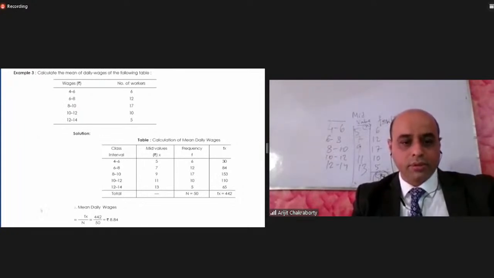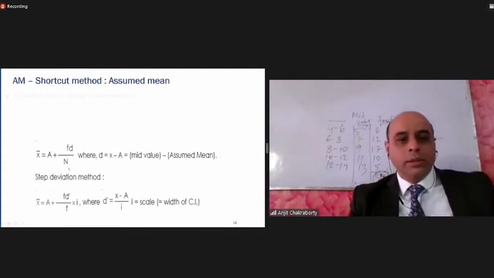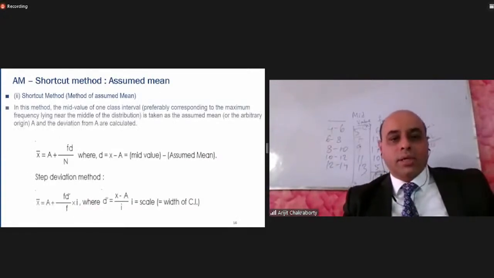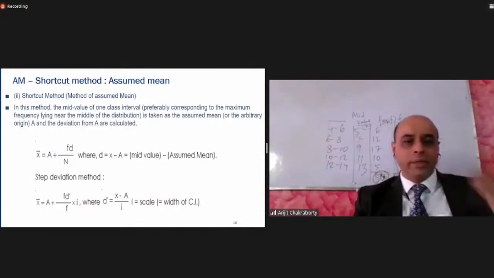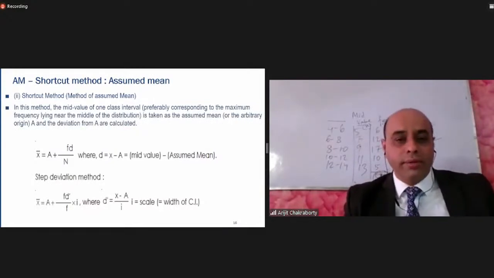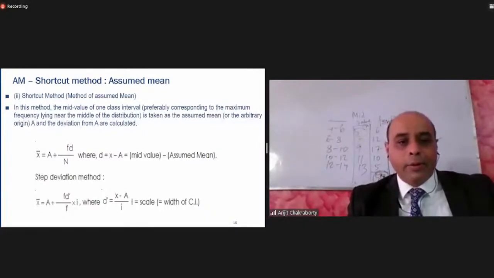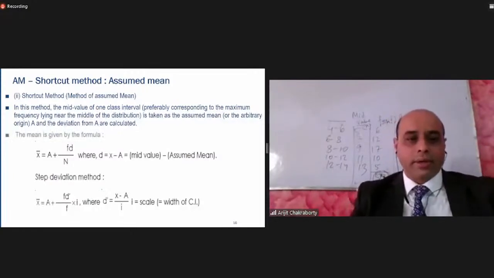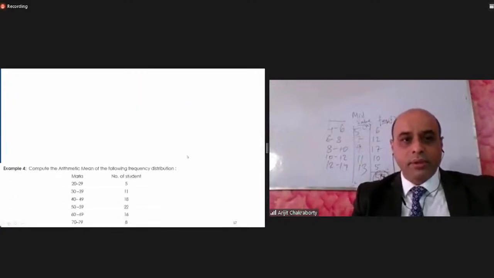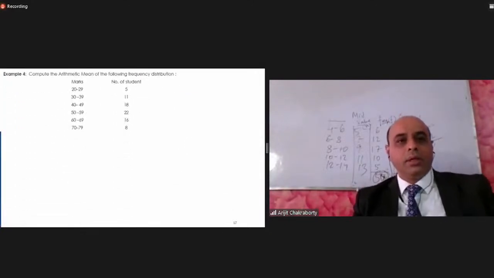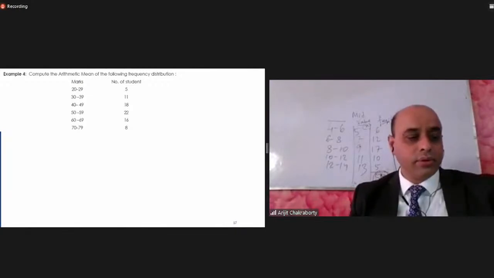Okay, I'm just going to the next slide. Now we will understand the shortcut method. Here there is a concept of assumed mean. We will look at the formula, but before that we will look at a practical problem, do the working, and understand step by step how the assumed mean is taken. So let us take a practical example: compute the arithmetic mean of the following frequency distribution.